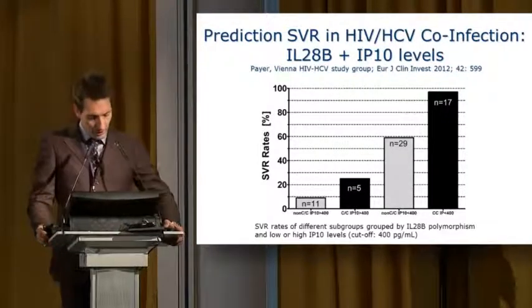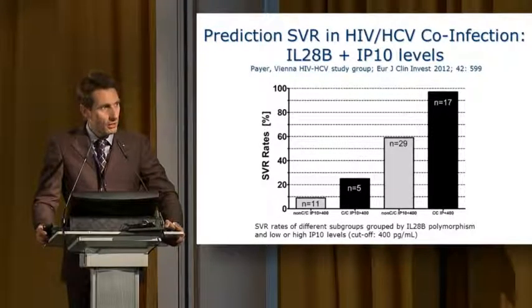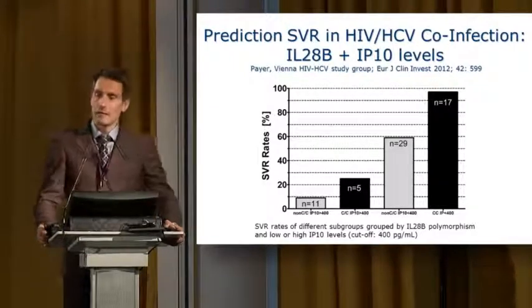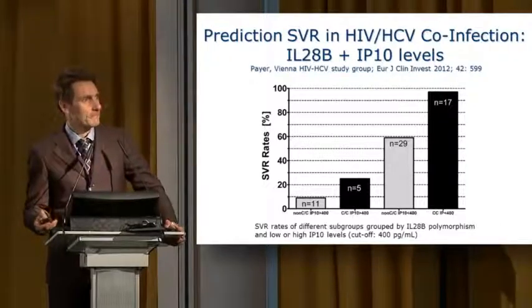While on the other side, if you have a non-CC patient with a high IP10 level, on the left-hand side, then those patients are very unlikely to respond to dual combination therapy, and in those patients, it might be very sensible to treat them with triple therapy from the start.